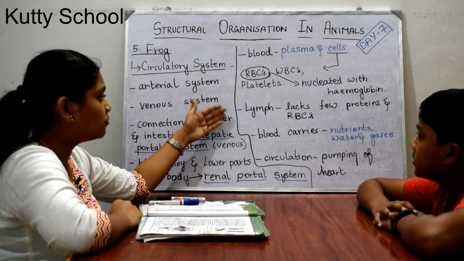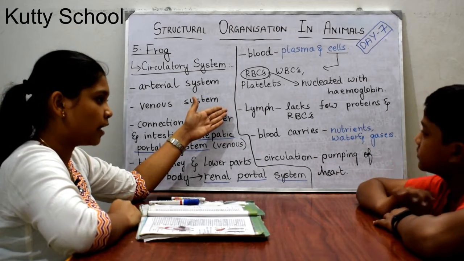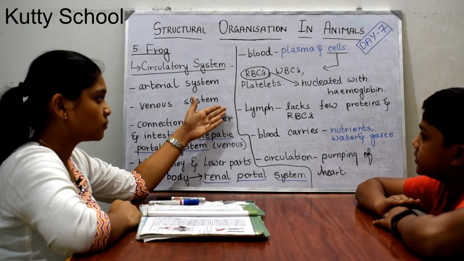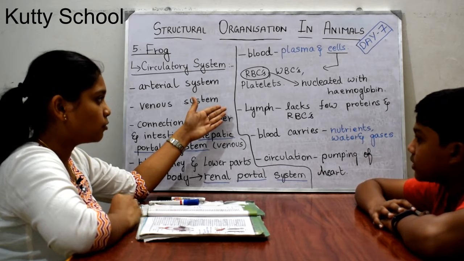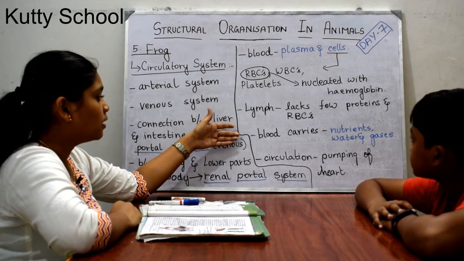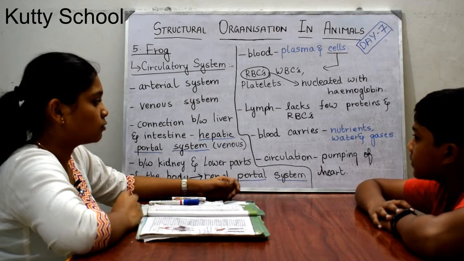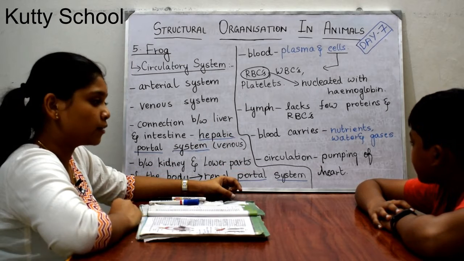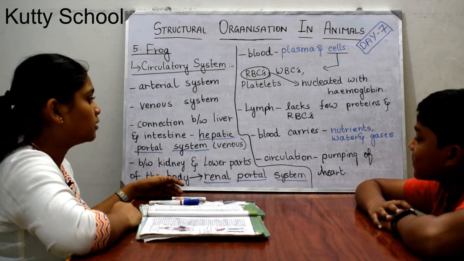And here lymph is different from blood. Lymph lacks a few proteins and RBCs. Lymph does not have red blood cells, but it has white blood cells. It contains a small amount of vital cells, but it lacks proteins and RBCs. Blood carries nutrients, water, and gases to the other parts of the body. Circulation is due to the pumping action of the heart. So this is the circulatory system present in frogs generally.